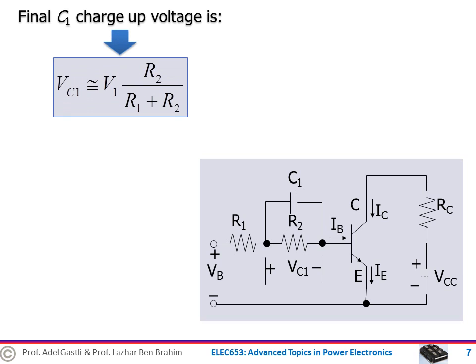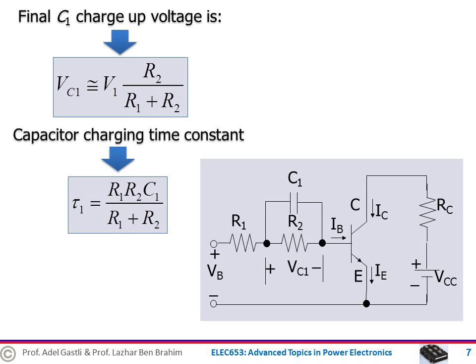When the capacitor C1 becomes fully charged, its terminal voltage VC1 becomes nearly equal to V1 multiplied by the ratio R1 over R1 plus R2. The capacitor charging time is determined by tau1, which is equal to C1 multiplied by the product of R1 and R2 divided by the sum of R1 and R2. The capacitor charges through the equivalent resistance, the parallel resistance of R1 and R2.